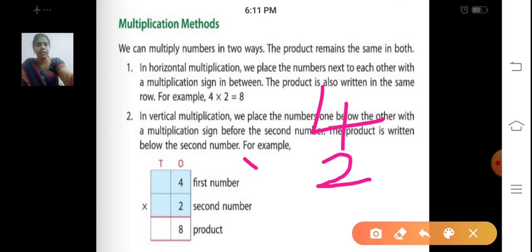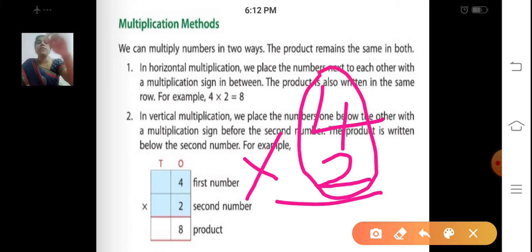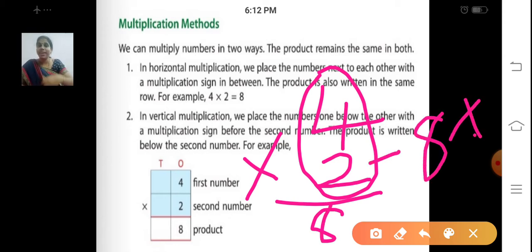Just see, the multiplication sign, I'm just putting it here, left hand side, before that second number. The product is written below the second number. Where will you write the answer? 4 2s are... where will you write the answer? So first we are going to multiply these two and where are we going to write it? 4 2s are 8, below this second number. So we should not write here. This is wrong. Where do you have to write? You have to write below the second number.